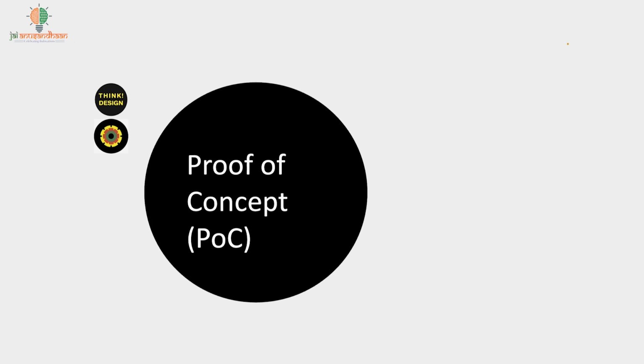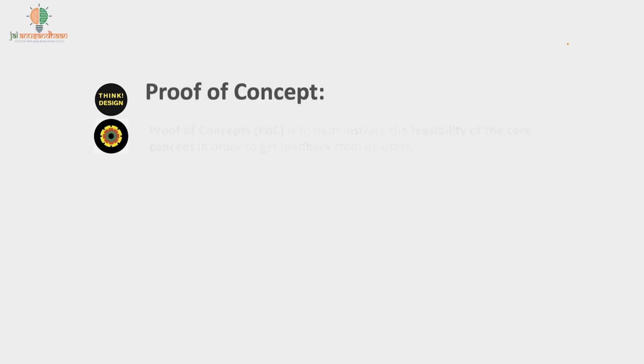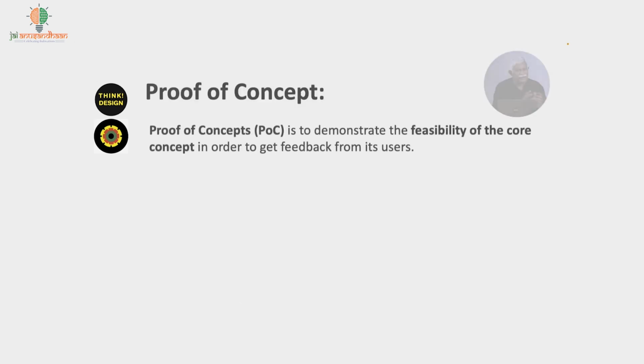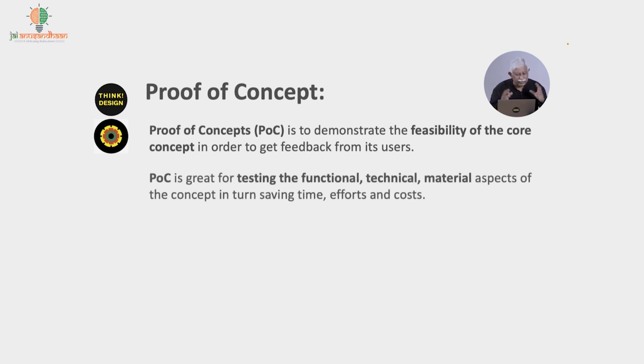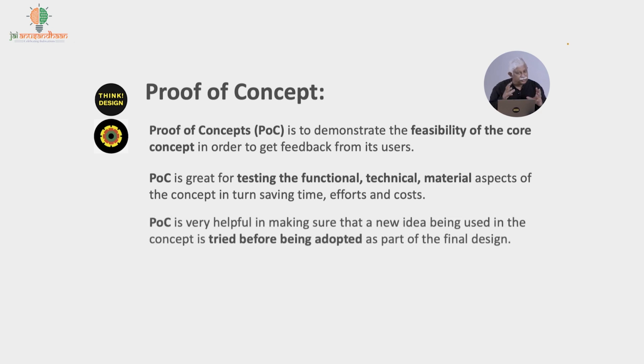Let us move on to proof of concept, POC. As the name suggests, it demonstrates the feasibility of the idea. There is something new that you have thought of, and you better test it out before you go ahead with that, with the feedback from the users. POC is great for testing the functional, technical or material aspects of the concept. Again, it saves you time, effort and costs, and makes sure that this new idea can work. You are basically trying it out before it is adopted as part of the final design.